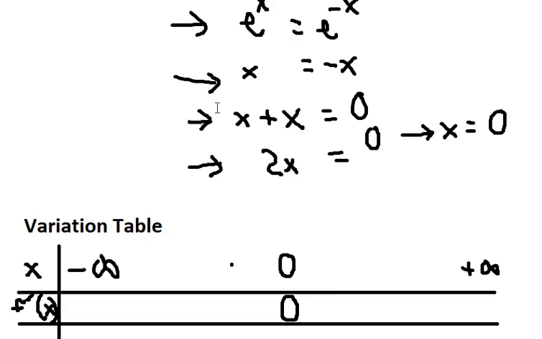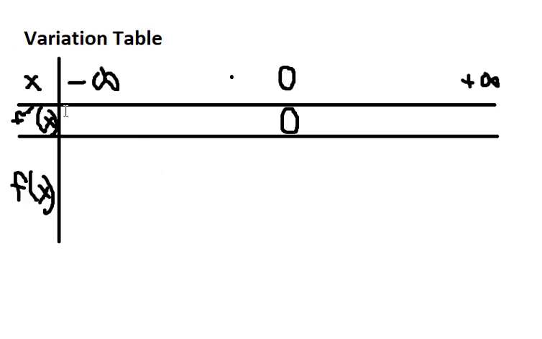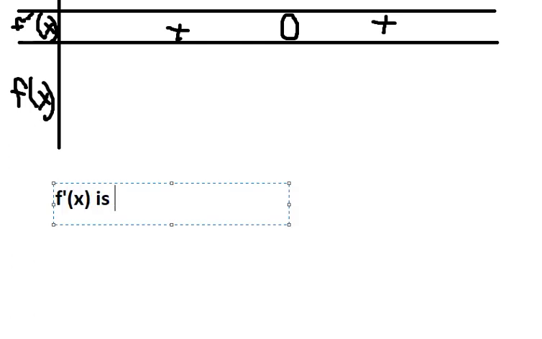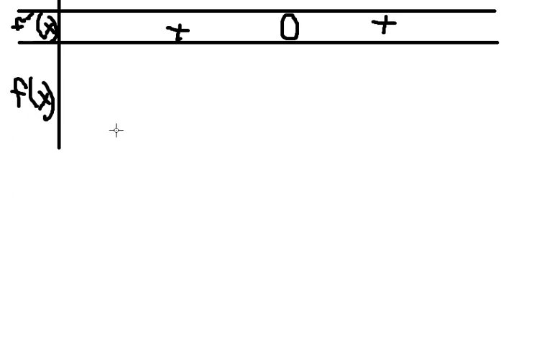So we know that even power, they always provide the positive number. So in this situation, the first derivative of the function should be positive. And we know that when the first derivative is positive, the function f of s increase. So in this situation, that should be like this.